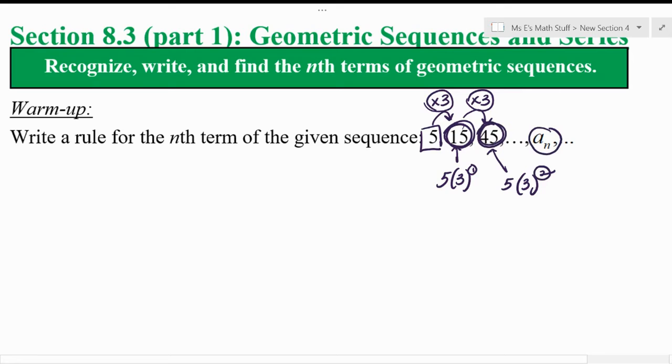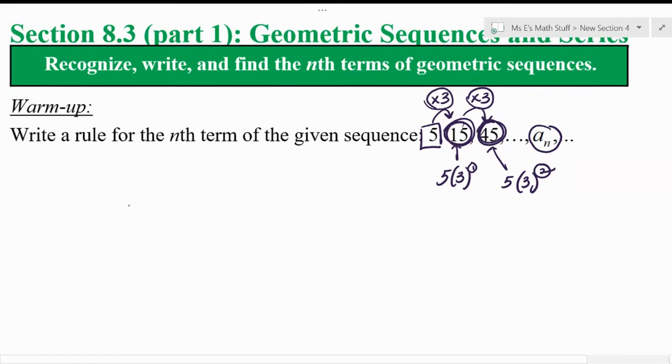So you could think about how to get to any nth term. What would the power be? If that makes sense, then you could just jump to saying the nth term would be 5 times 3 to the n minus 1. That would be one way to go about it.